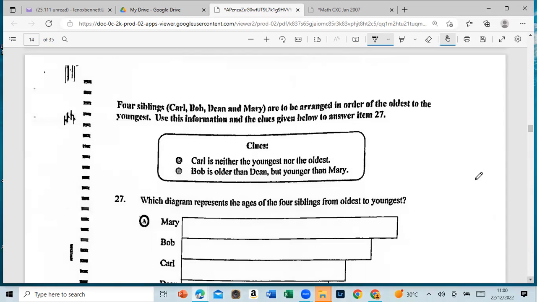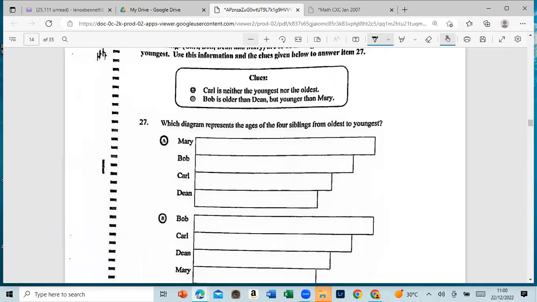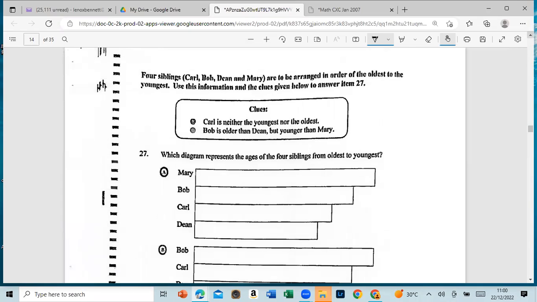All right, let's go now. Let me make this a bit smaller so I want everyone to be able to see it. Guys, this is the part that's going to give you the most challenge, the mathematics part of it. You notice how we just ran through that part there? All right, 4 siblings, Carl, Bob, Dean, and Mary, are to be arranged in order of the oldest to the youngest. Notice what it's saying now, guys. It says you're supposed to arrange it from the oldest to the youngest. Who can give me another name for that? Or the way they're arranging it? What type of order?